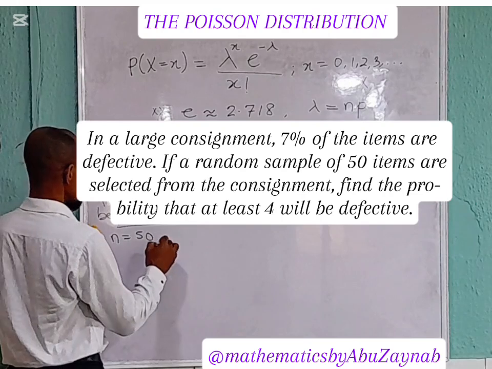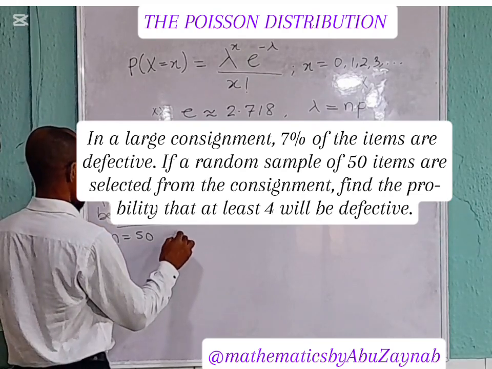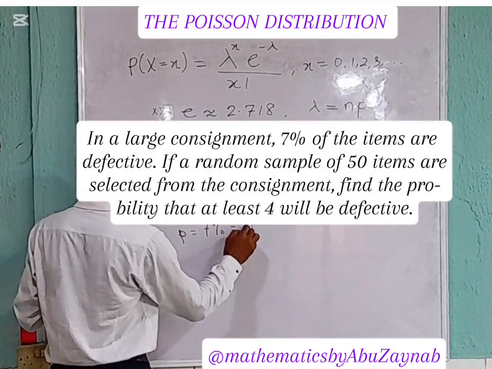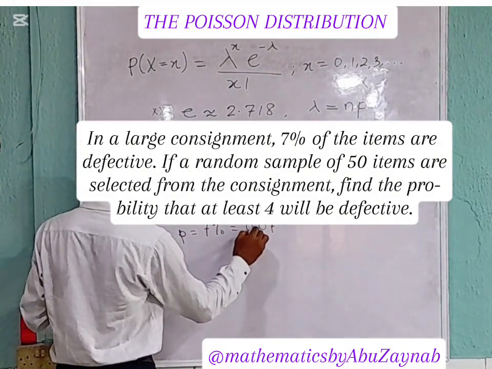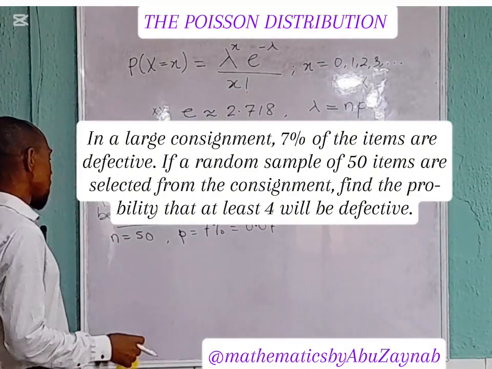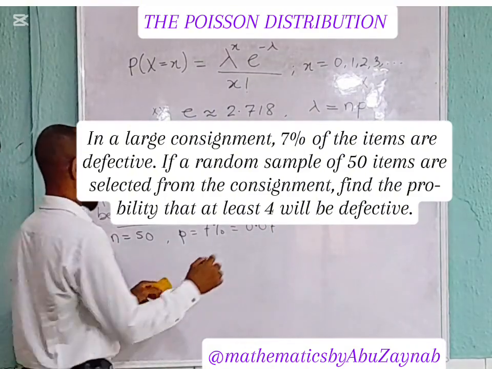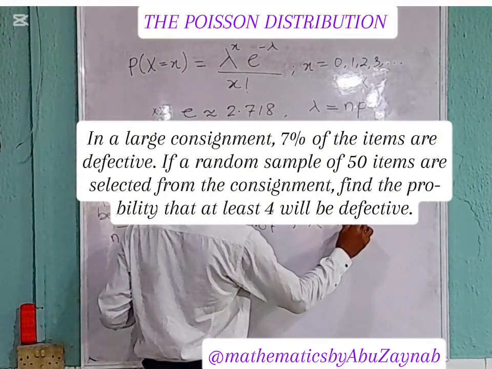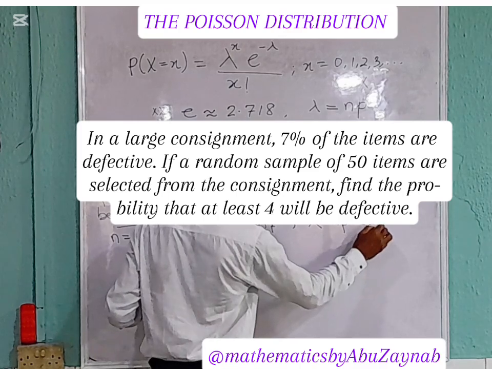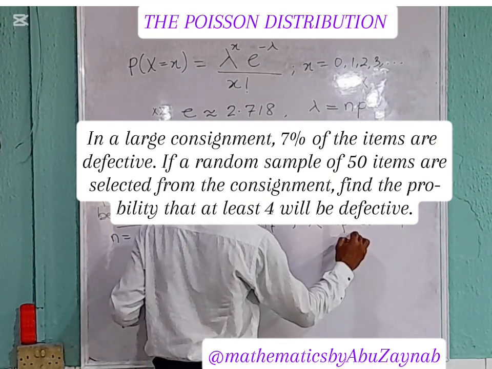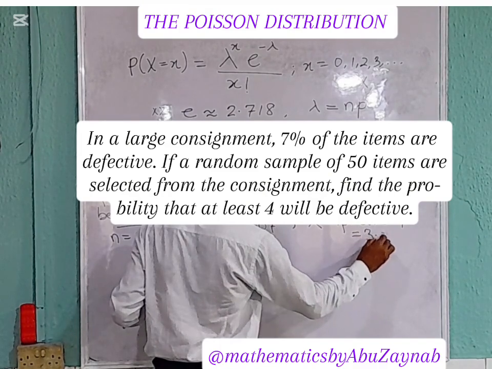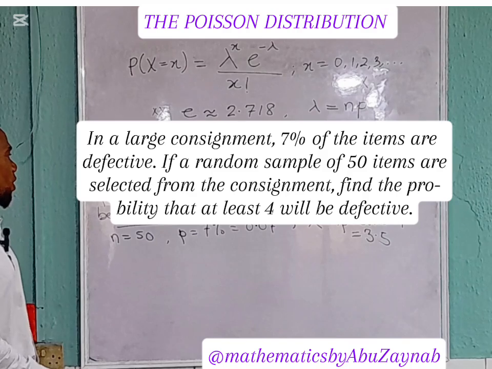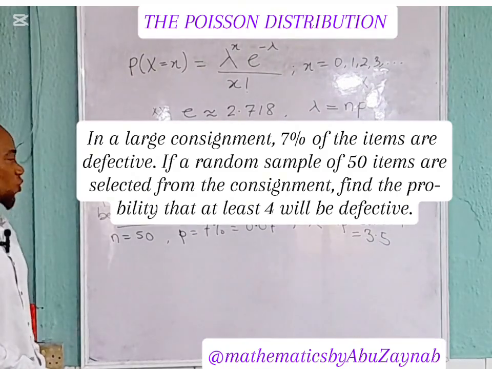Then here, what's our p? P is 7%, and that translates to 0.07. After having gotten our n and p, we can see our lambda is np, and that is 50 times 0.07. So our lambda is actually 3.5. So the stage is set to now compute the probability required in the question.